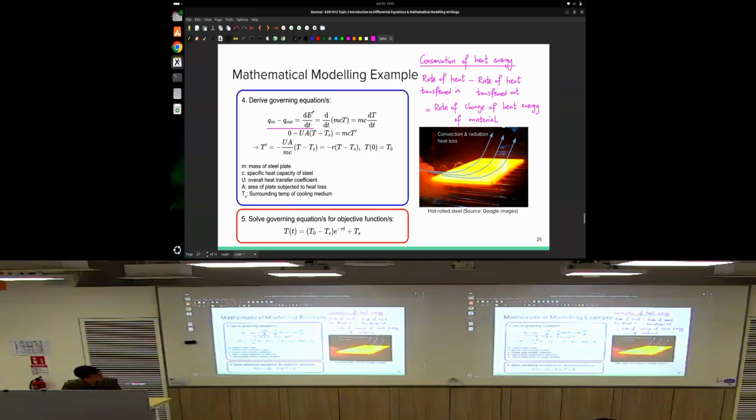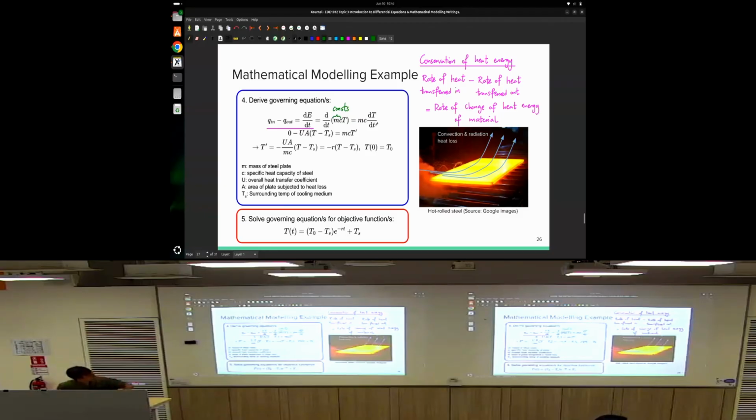But what is the energy of the material? Heat energy is given by mcT. M is the mass, C is the heat capacity, and T is just the temperature. Because M and C are constants, you can just factorize them out of the derivative. So therefore, it is really mc times dT/dt, the rate of change of temperature.